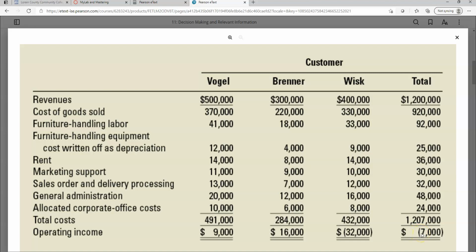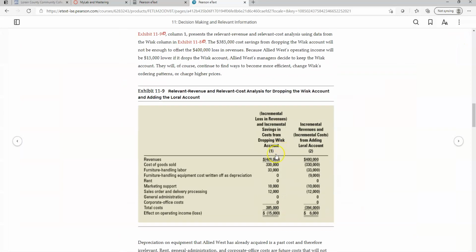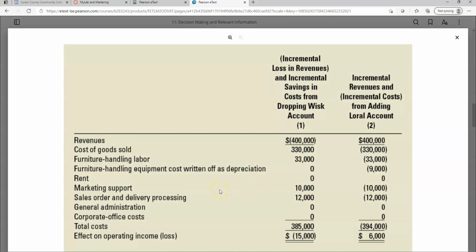Now, if I'm just looking at numbers here and don't do any further analysis, I am going to assume that if I drop Whisk right off the bat, then I'm going to have an operating income of $9,000 from Vogel plus Brenner, $16,000, giving me $25,000 in operating income. I'm going to make that assumption if I just look at this and say, okay, I'm just going to drop Whisk. However, I need to go further in my decision-making process and see what's relevant and irrelevant. So when I do that, I'm going to take into account the lost income.